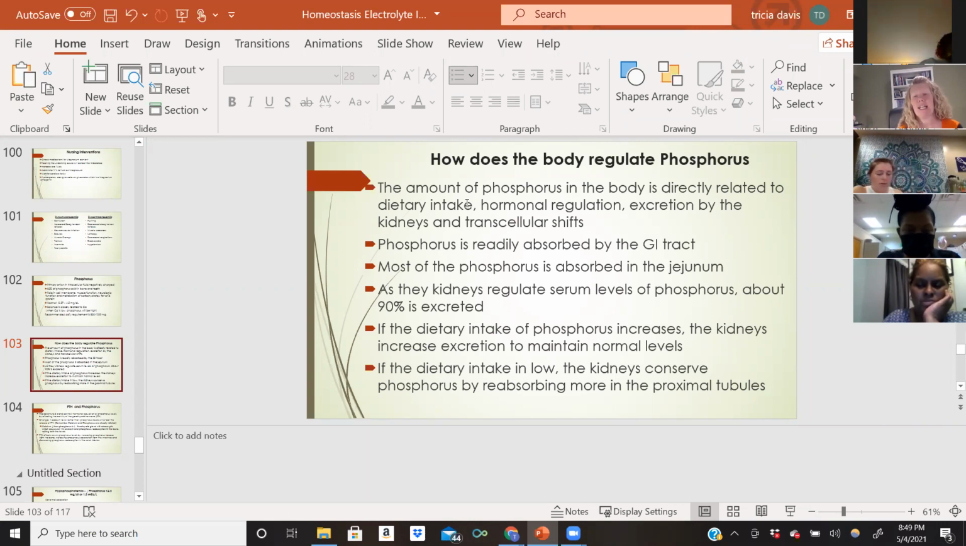As our kidneys regulate those serum levels of phosphorus, about 90% of it is going to be excreted from our kidneys. If our dietary intake of phosphorus increases, then the kidneys increase the amount that they excrete because they want to keep that normal level. If we don't take in enough through our diet, then our kidneys are going to say, hey, we're not getting enough. They're going to hold onto it and reabsorb more. And the reabsorption occurs in those proximal tubules.